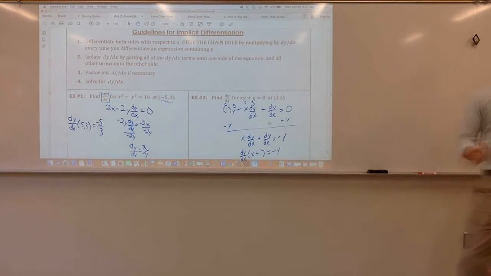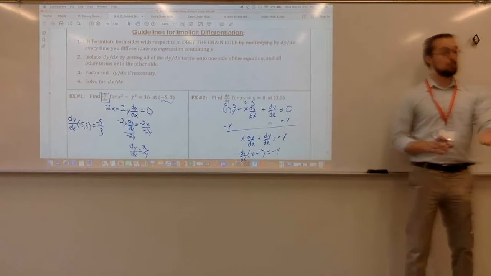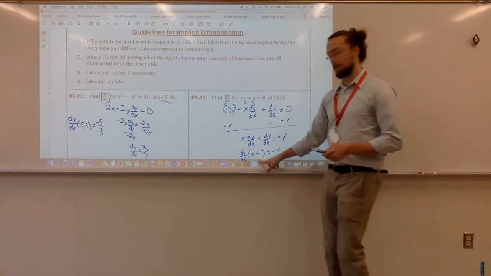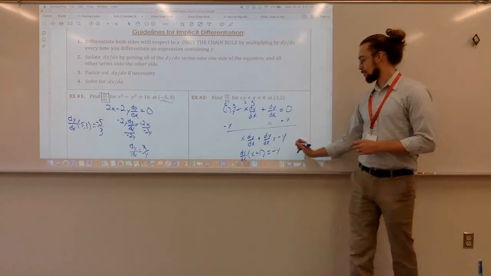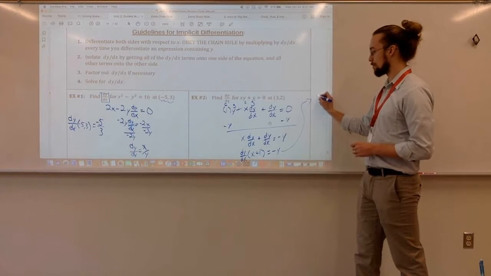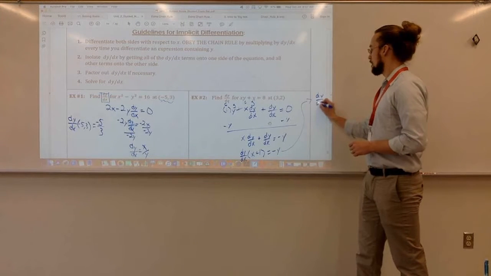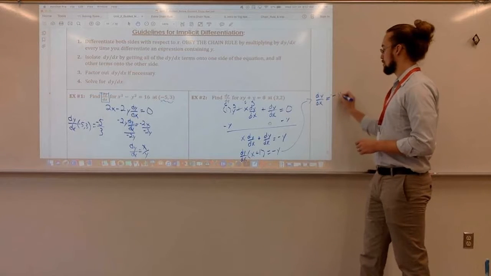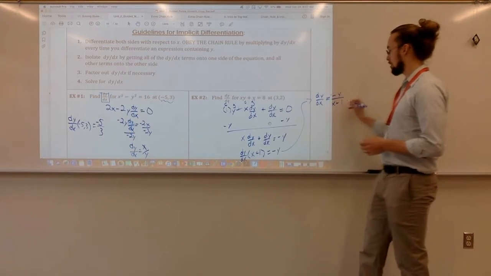And then we get to divide. Right, now I can just divide both sides by x plus 1. So, here, finish that out. So if I divide both sides by x plus 1, I get dy dx equals negative y over x plus 1.